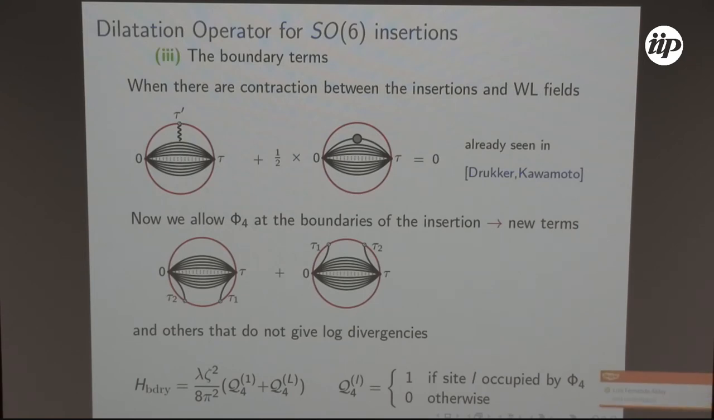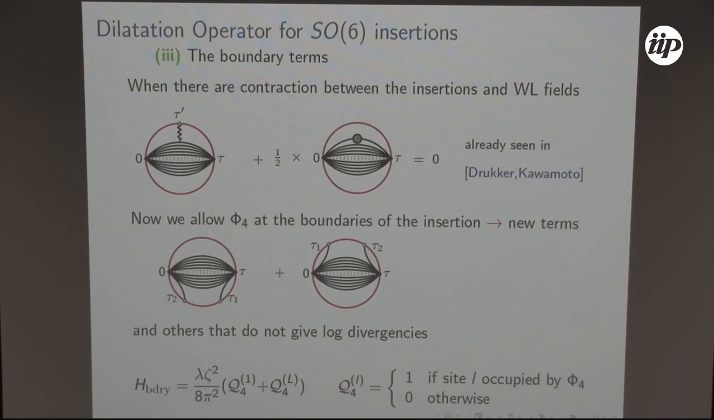What is new, because we are in the SO(6) sector, is that Drukker and Kawamoto never had this kind of vertices, because they were in the SU(2) sector, such that the chiral fields did not include the φ4, which is the scalar field we have in the Wilson loop. But since we are in the SO(6) sector, we could have a φ4 at the rightmost or the leftmost point of the insertion. So you can also have these kinds of terms, where the rightmost field, if it is a φ4, can be contracted with the φ4 of the Wilson loop, and also with the other insertion.